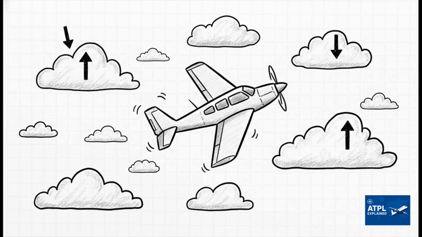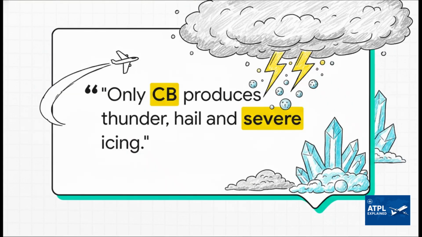It's that simple. And if there is one thing you write down from this whole session, make it this. For your exams, for your career, for your life, only one cloud, the mighty cumulonimbus, the CB, produces the big three: thunderstorms, hail, and severe icing. It is the undisputed king of bad news clouds, and we stay far, far away from it. No exceptions.